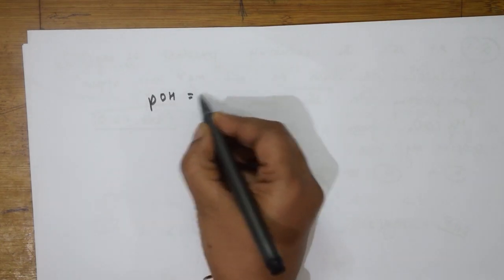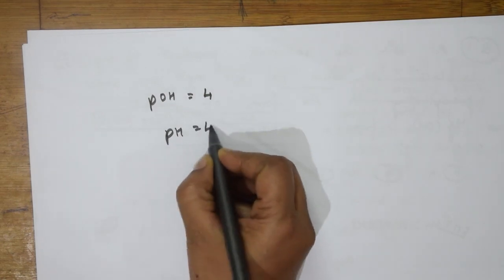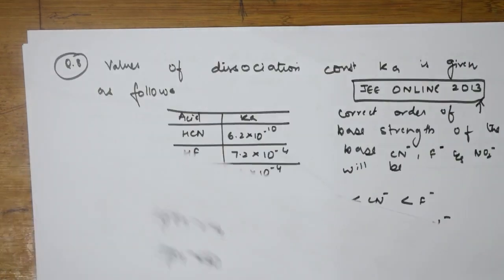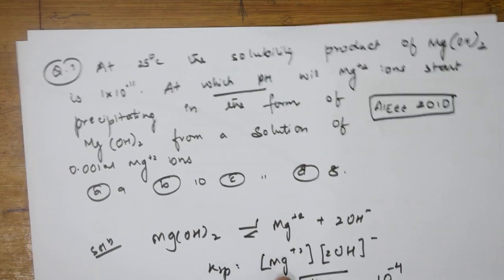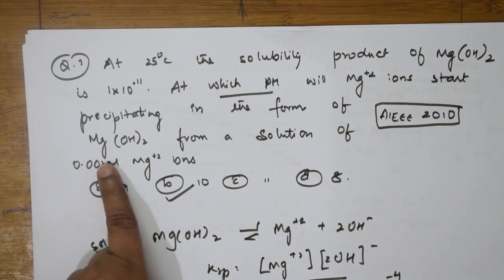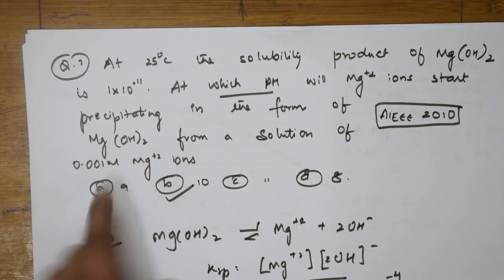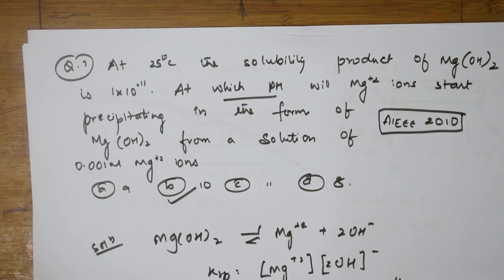Okay, let us write this. POH is equal to 4. And what did I get? pH is equal to 10. Isn't it? Let us see this. POH is equal to 4 and pH is equal to 10. So what pH they said? B is correct option. Yes, because they've asked me to find the pH at which magnesium hydroxide starts precipitating for the solution 0.01. Right, this is the answer.